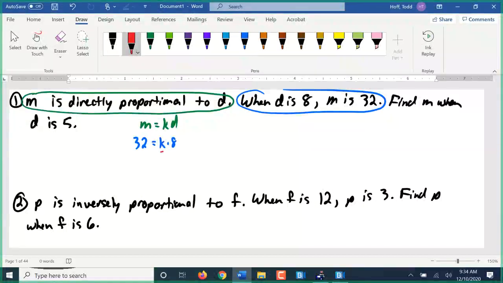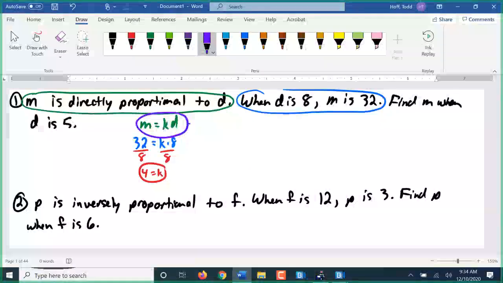Now we can solve for that constant, K. When we divide both sides by 8, we get that 4 equals K. So the constant is K. So we can further define this relationship we had by putting that constant in there. It's not just M equals K times D, it's M equals 4 times D.